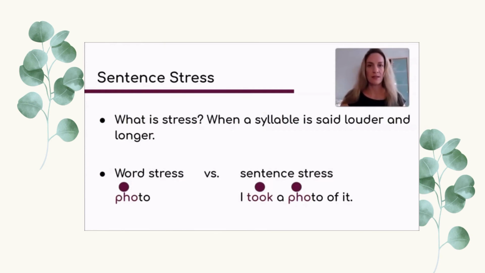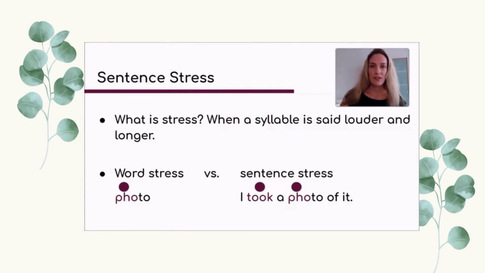So word stress is determining which syllable within a word is stressed. We have the word photo here, and photo consists of 2 syllables, but only the first one is stressed. We say photo. Okay, if you're not sure about word stress, then watch my other video. I'm going to link to it in the comment section.